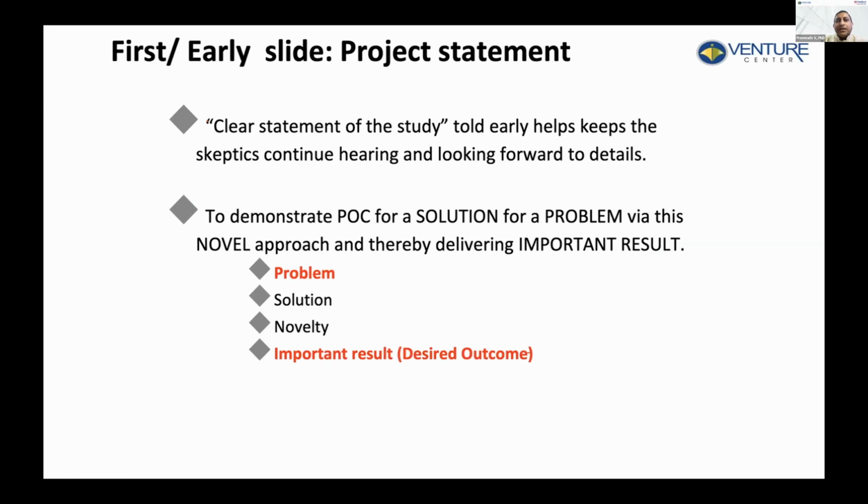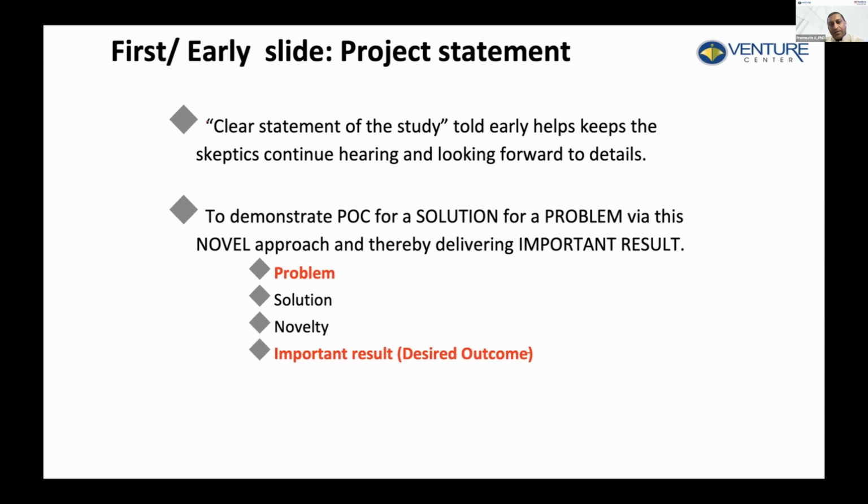Yeah, fine. So here is something which we recommend: in the very first slide itself, try to put down something to whet the appetite of your reader or reviewer. And this you can use also in the form, right up front in the summary that you will fill up. A very clear statement of the proof of concept study, or whatever study you're planning to do. Essentially, you're demonstrating proof of concept or evidence for a solution to a problem via a novel approach, and thereby delivering a certain important result.